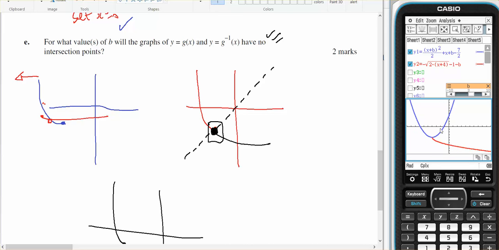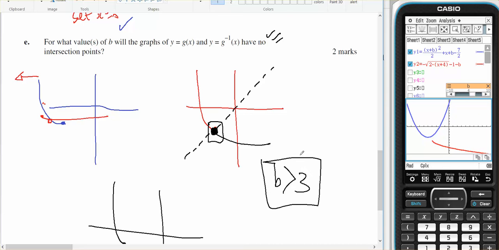I'm going to ignore what's over here. I'm only going to look at what's on the left. When b is 2, I get an intersection point. 1, 0, -1, -2, -3, -4, -5. So b equals 3 when I have exactly one intersection point. So b has to be bigger than 3.